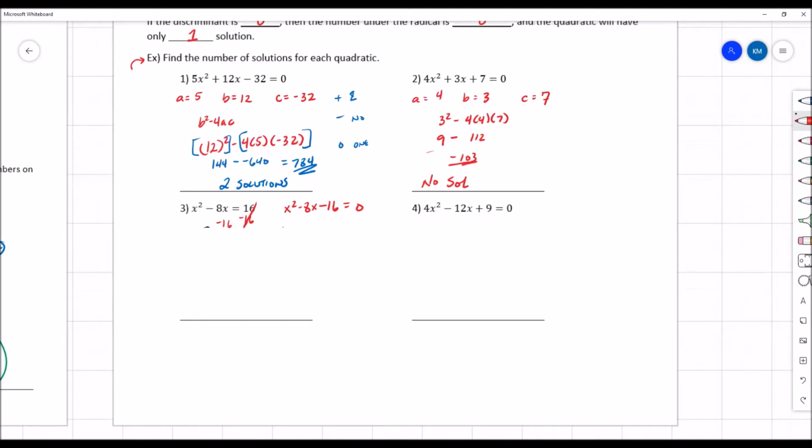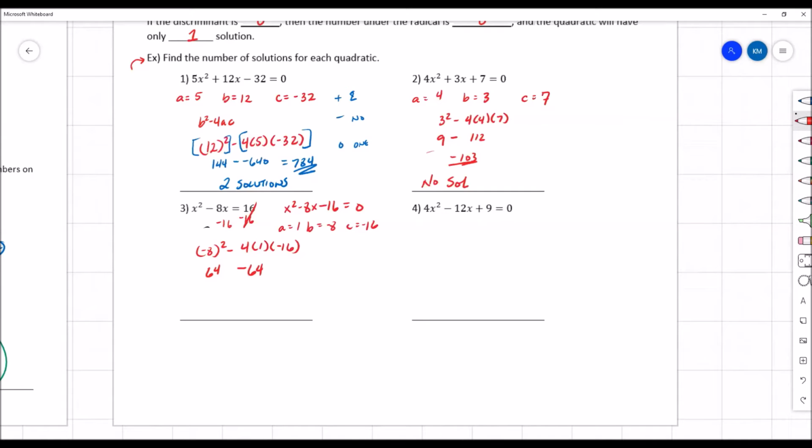Okay, and so now I'm going to identify a, b, and c. A is 1, b is negative 8, c is negative 16. And then do b squared minus 4ac. So b squared minus 4 times a, which is 1, times c, which is negative 16. So negative 8 squared is 64. 4 times 1 is 4, times negative 16 is negative 64.